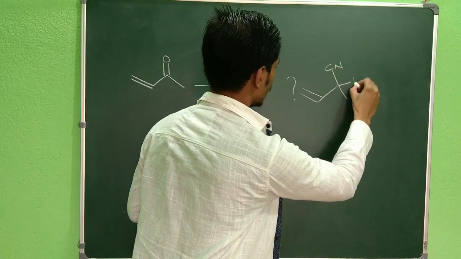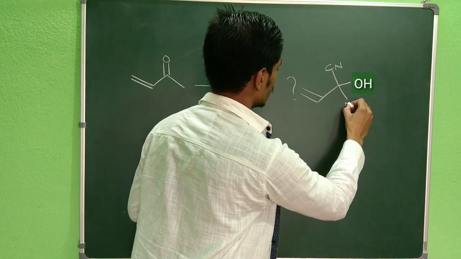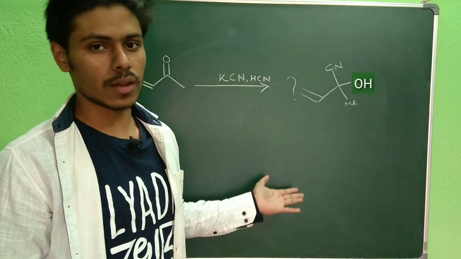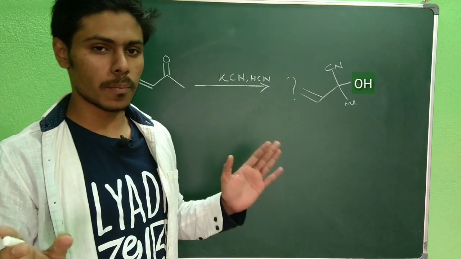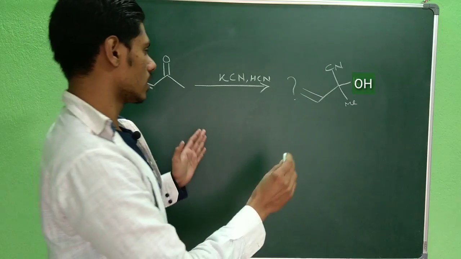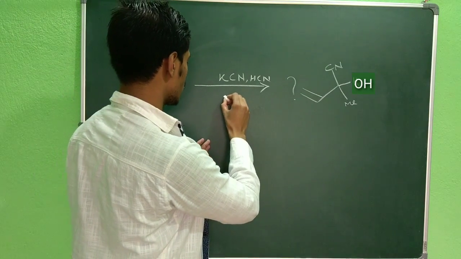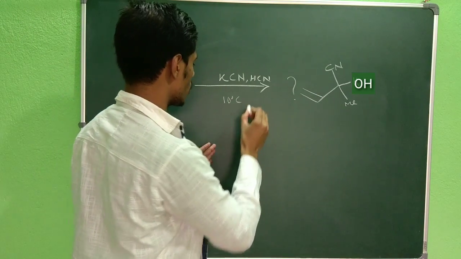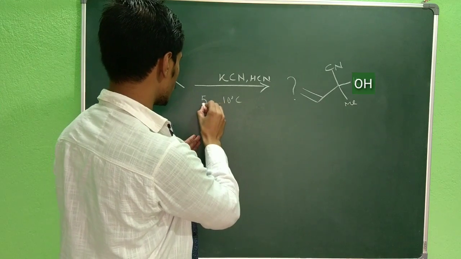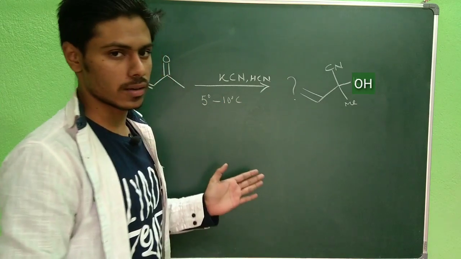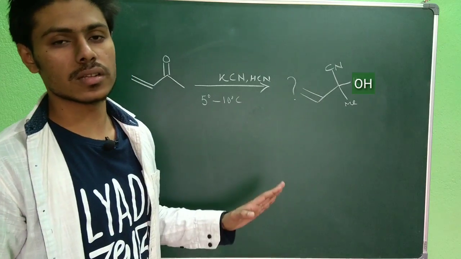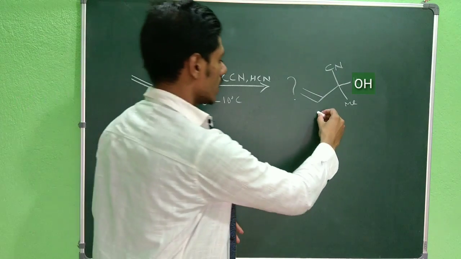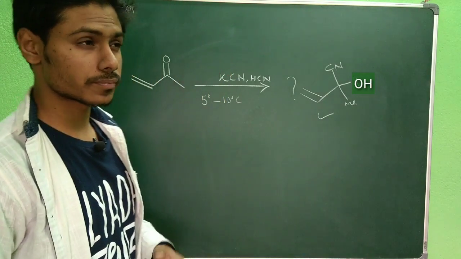So cyanide here, one hydrogen here, and this is your methyl group. This is called cyanohydrin, and your answer is completely correct, but the condition is you have to do the reaction below 10 degrees centigrade. So the reaction temperature should be 5 to 10 degrees centigrade. If you do the reaction at 5 to 10 degrees centigrade, your answer is completely correct. You will get this as your product.